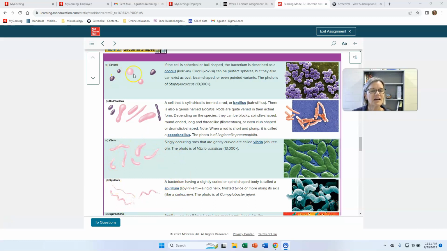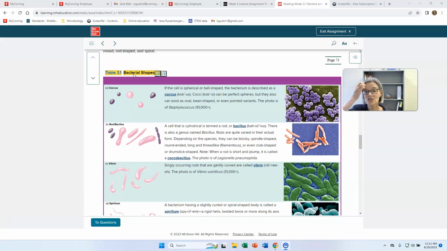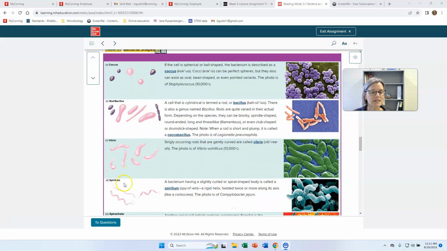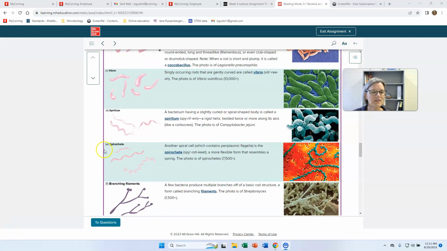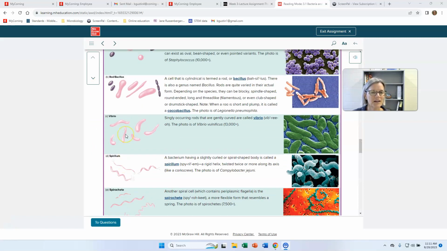Okay, so if I ask you, what are the 3 major shapes of bacteria? You'll say coccus, bacillus, some people call them rod-shaped, and you can call it spirillum or spirals. And notice, again, there's a couple different kinds of spirals here. So I'm going to lump all these together in spirals. And then there are these branching filaments, which I'm not going to go into.